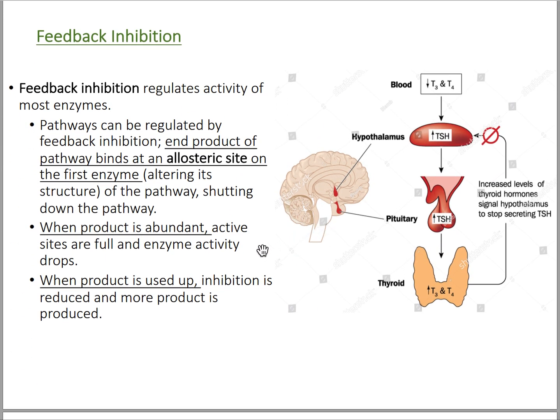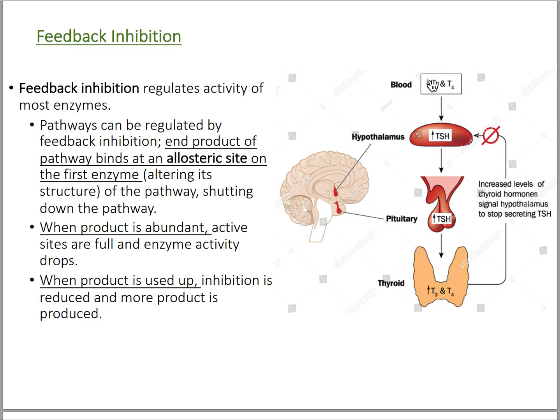Then feedback inhibition regulates the activity of most enzymes, and pathways can be regulated by feedback inhibition, where the end product of a pathway binds to the allosteric site of the first enzyme, altering its structure and shutting down the pathway. When product is abundant, active sites are full and the enzyme's activity drops. When product is used up, inhibition is reduced and more product is produced.